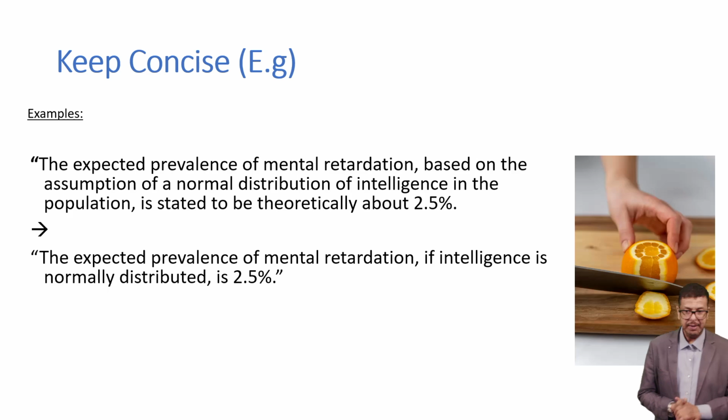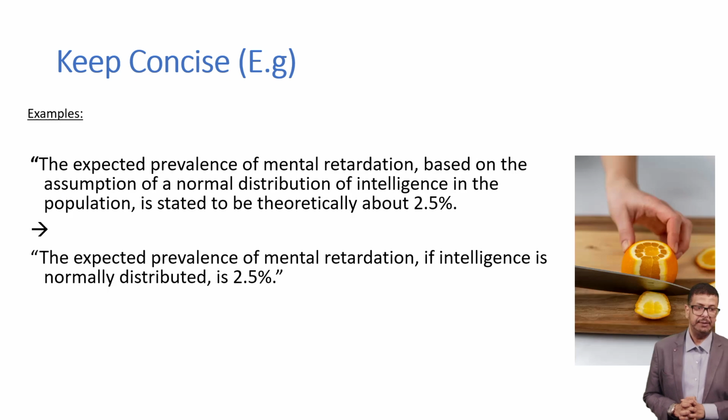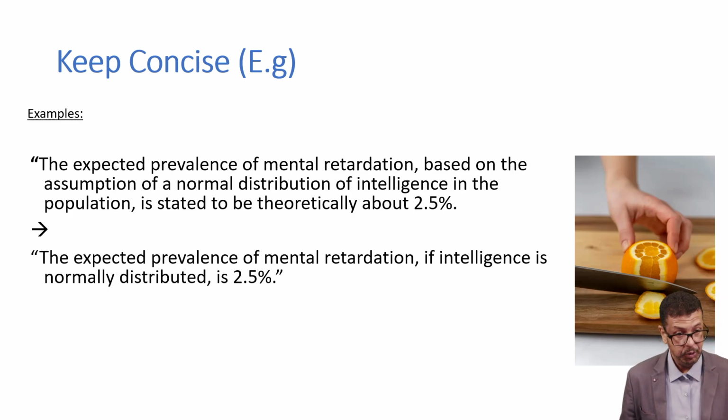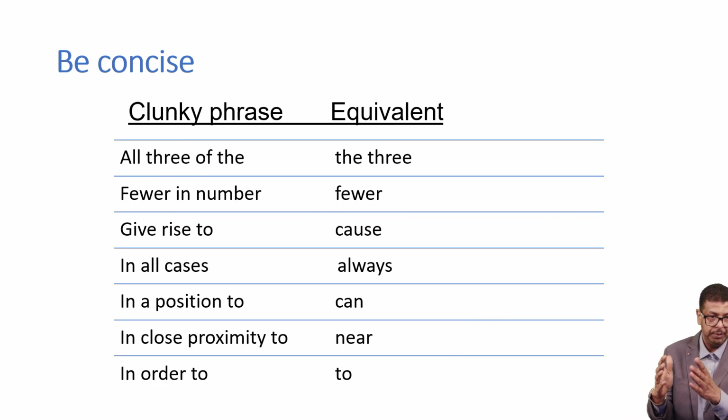So this is another example. The expected prevalence of mental retardation based on the assumptions of normal distribution of intelligence in the population is stated to be theoretically about 2.5. This is the wordy style of writing, so we have to cut. And we have to say directly, the expected prevalence of mental retardation if the intelligence is normally distributed is 2.5. And we have to be concise.